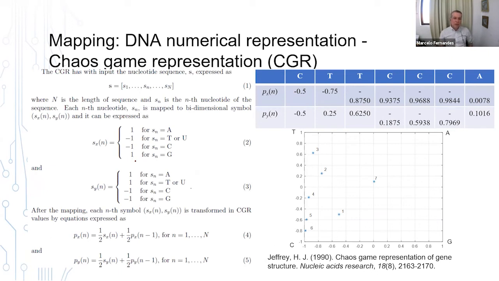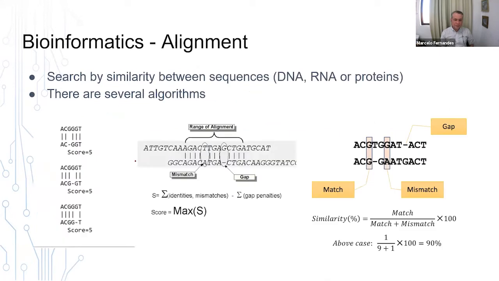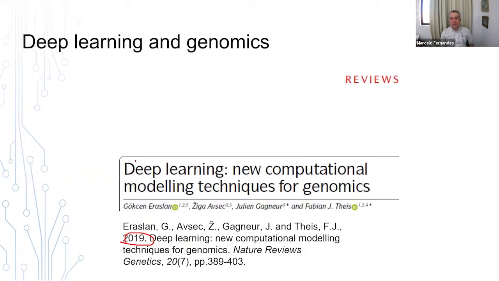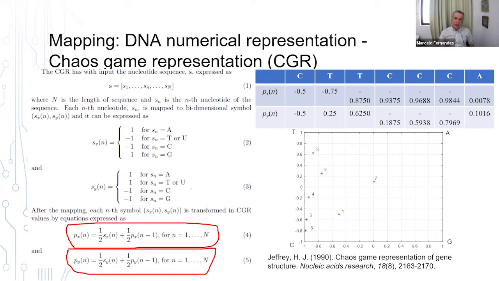People call it the Gauss game representation, the chaos game representation. It's important because this strategy is part of genomic signal processing, which is a very new field. In CGR, which is genomic signal processing, you use this function to generate a bidimensional signal from the DNA sequence.